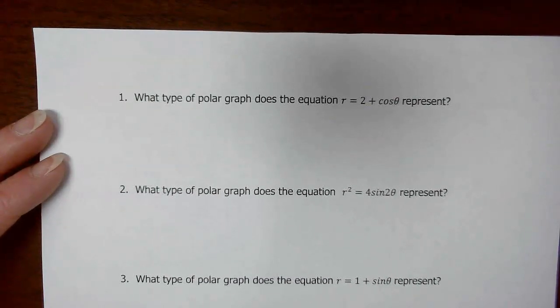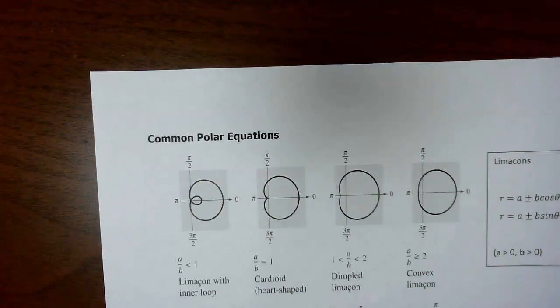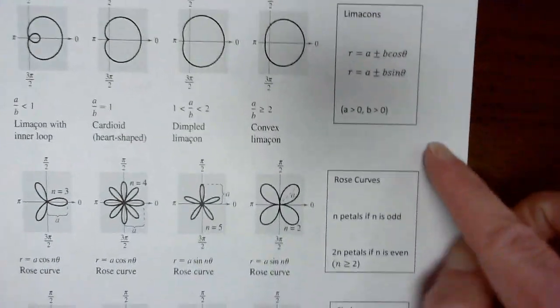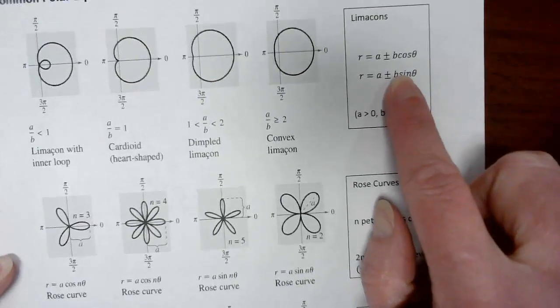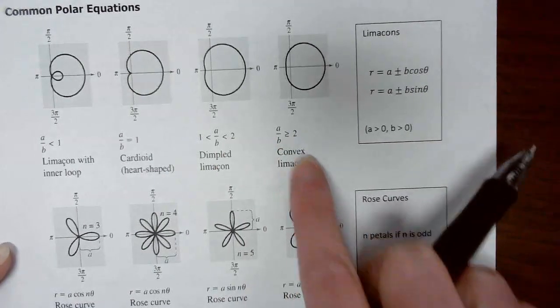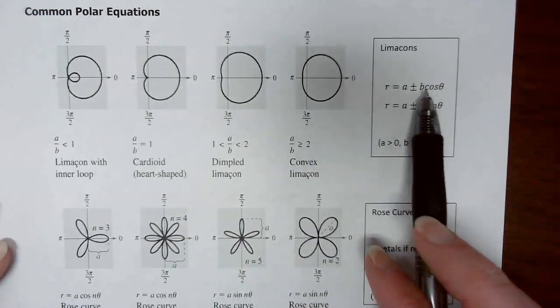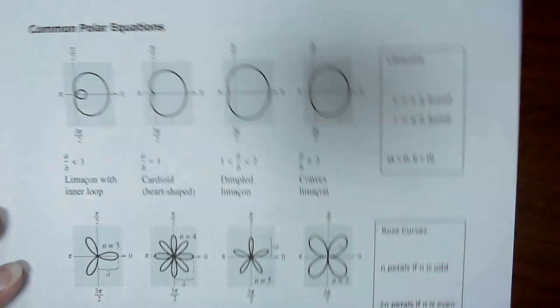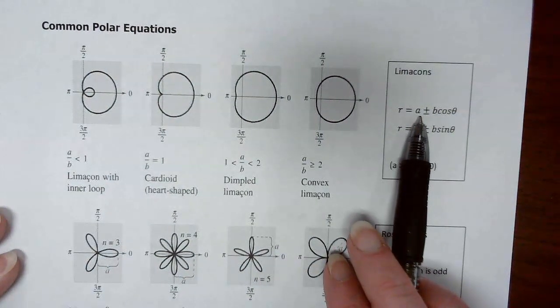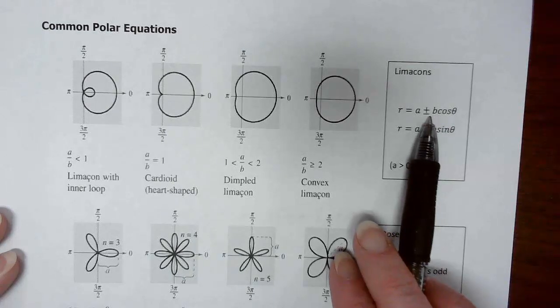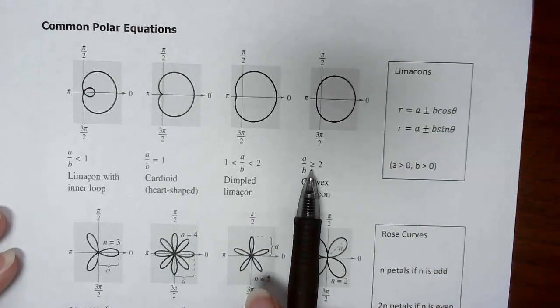So let's look and see if we can match up the equations with what they are called. So 2 plus cosine theta. Sorry about that, I got interrupted. 2 plus cosine theta. So I'm looking here, and when it has a number plus or minus these, it's going to be one of these options. So I have 2 plus cosine theta. So the A is a 2 and B is 1. So A divided by B is 2. That would be a convex limacon.